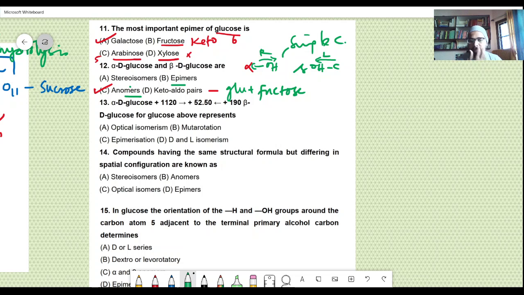Okay. And then coming to question number 13, alpha D-glucose has a rotation of plus 112 degrees, and beta D-glucose has plus 52.5 degrees, giving 19 degrees in the end. The above represents optical isomerism, mutarotation, epimerization, or D and L isomerization. So what is the answer?